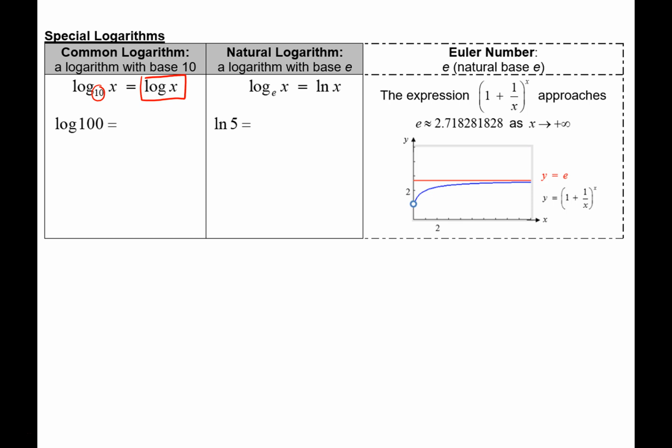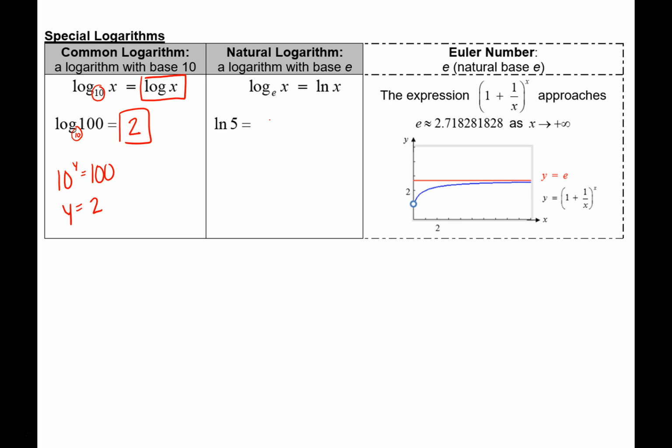So in this problem, log of 100, because there's no number written here as the base, we're going to assume that's a 10. So if we wanted to evaluate log of 100, that's log base 10 of 100, we can set it equal to y, just like we were doing before. The base 10 raised to the y power is equal to 100, and then we need to ask ourselves, what power does that need to be? 10 to the what power is equal to 100? That is going to have to be a 2. So log base 10 of 100 is 2.